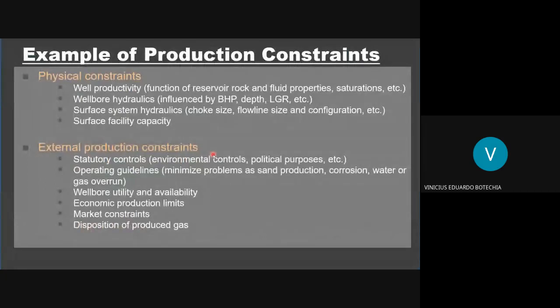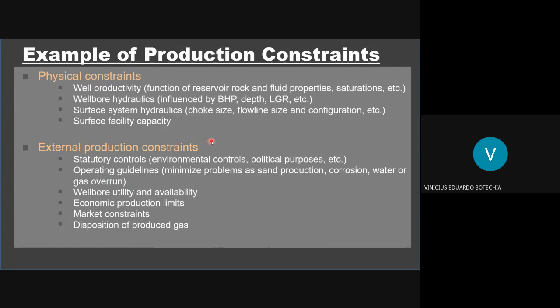Here are some examples of production constraints. Some physical constraints are productivity, which is a function of reservoir work and fluid properties, saturation, etc., or hydraulics, influenced by factors such as BHP, depth, and so on. You have the surface system facilities, choke size, flow line size, and the surface facility capacity.